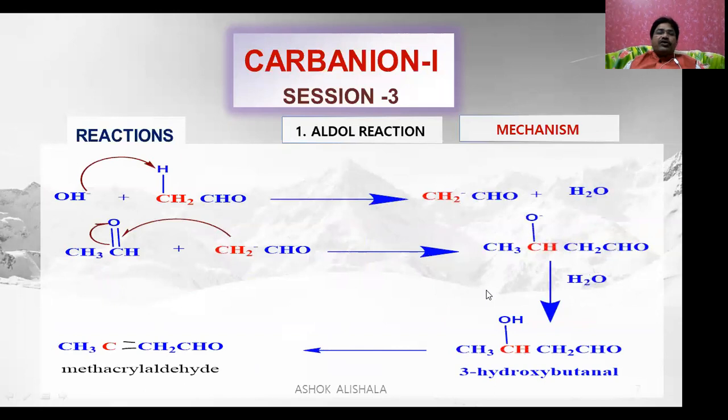Now let us see the mechanism of the reaction. The hydroxide ion will take a proton, because the hydrogens present on the alpha carbon to the carbonyl carbon are acidic in nature. That is why they are attracted by the hydroxide ion and removed in the form of water, and a carbanion is generated.